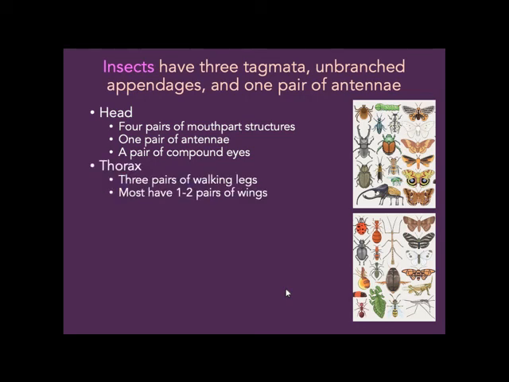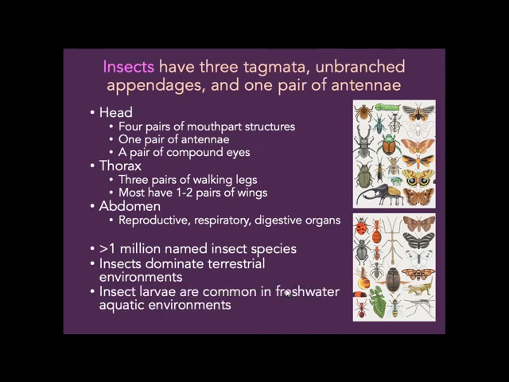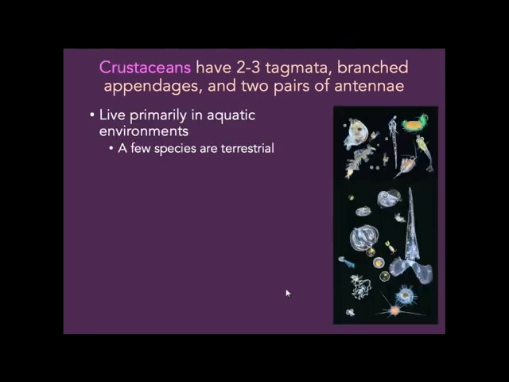All right, so crustaceans are the second kind of arthropod. They have two to three tagmata, branched appendages, and two pairs of antennae, okay? They're primarily aquatic, although a few species are terrestrial, like your little pill bugs. The crustacean body has three tagmata: the head, the thorax, and the abdomen. Some species have a carapace, kind of like a little turtle shell they wear, that protects their head and thorax. So like I said, crustacean appendages are usually branched.